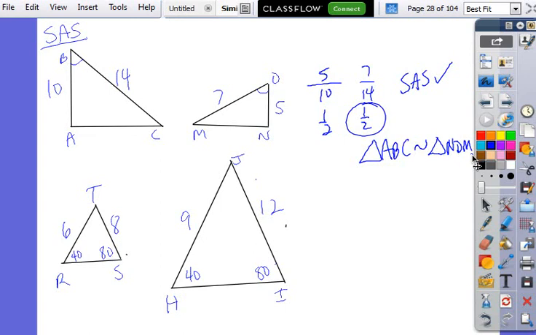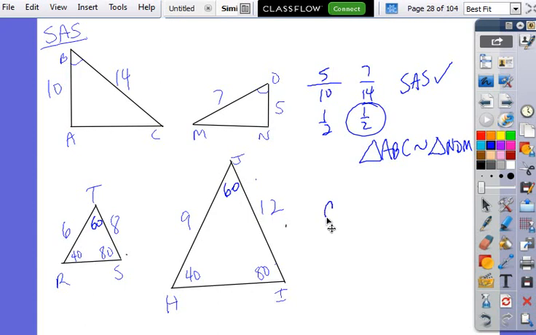All right. First thing we've got to find is, is the angle in between the sides the same? Well, they don't give me the T and the J angles, but I can figure them out. If this is 40 and 80, that's 120. Got to be 180 total, so I can figure out they're both 60. So is the angle in between the sides? Yes, so that's good.